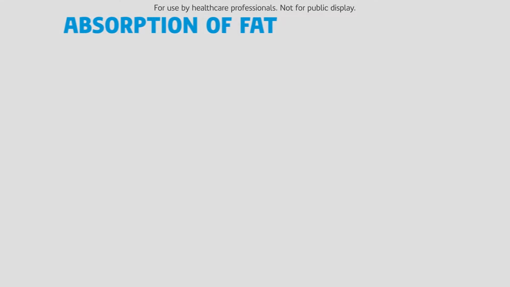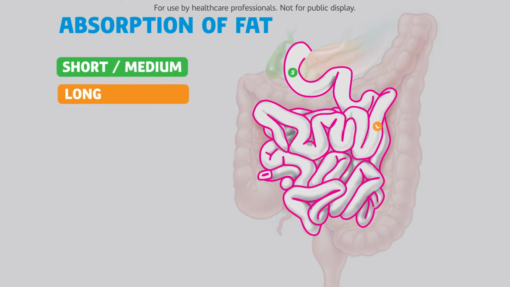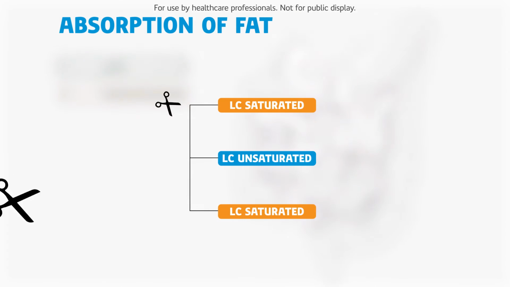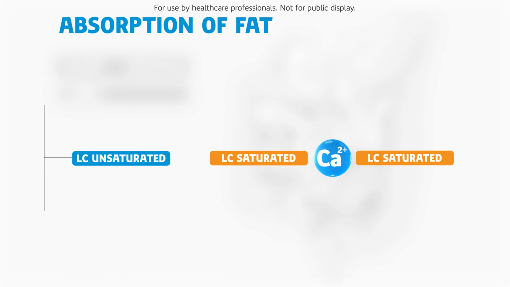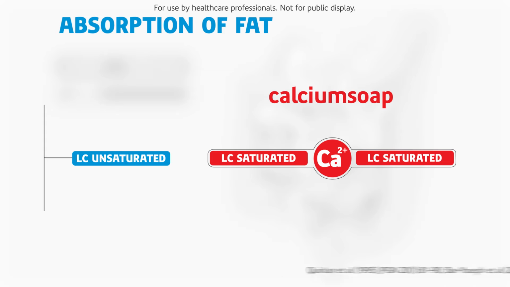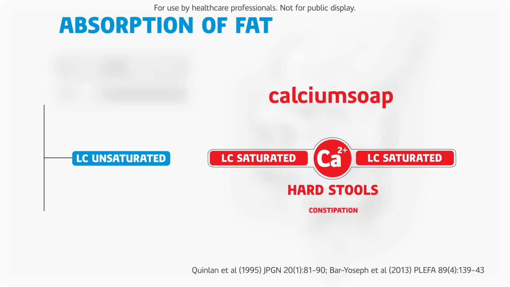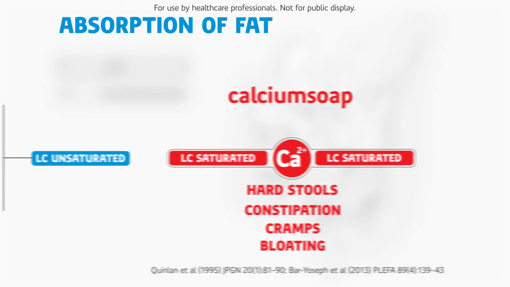After digestion, the short and medium-chain fatty acids can be easily absorbed. Cut-off long-chain fatty acids remain present in the gut for a longer time and are absorbed in a different way. Long-chain saturated fatty acids are able to bind to calcium, which forms an indigestible complex. This can lead to problems like hard stools and discomfort like constipation, cramps, or bloating.